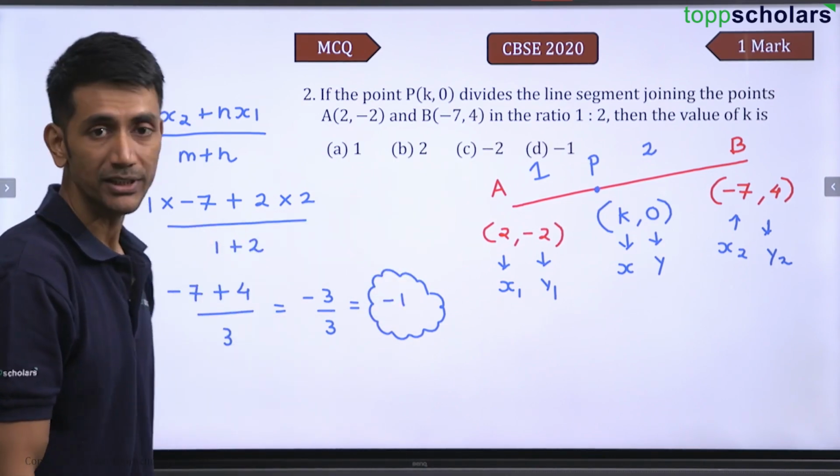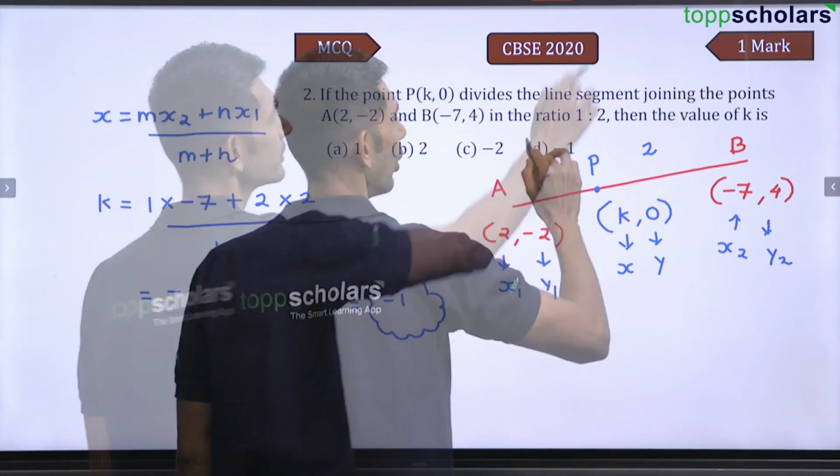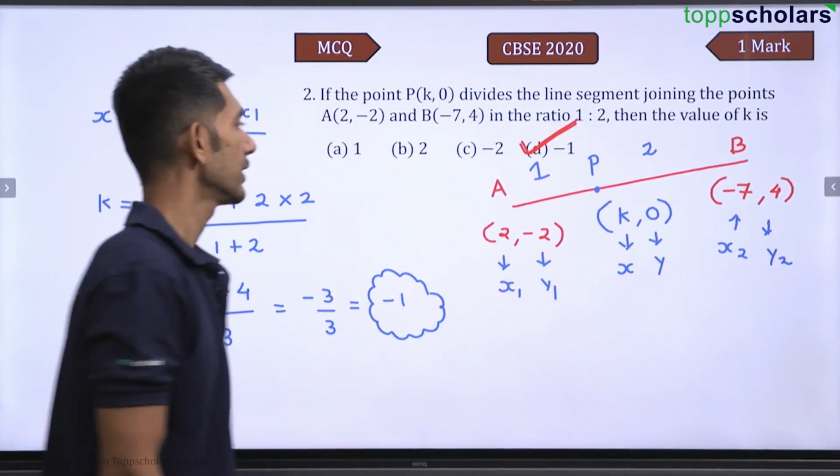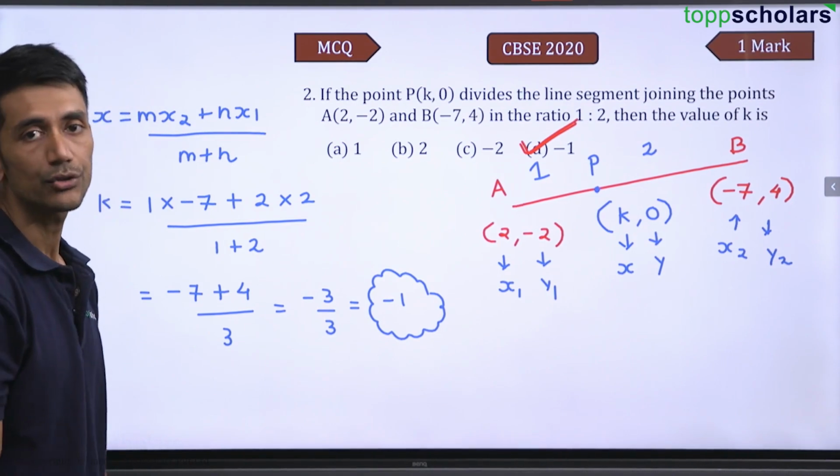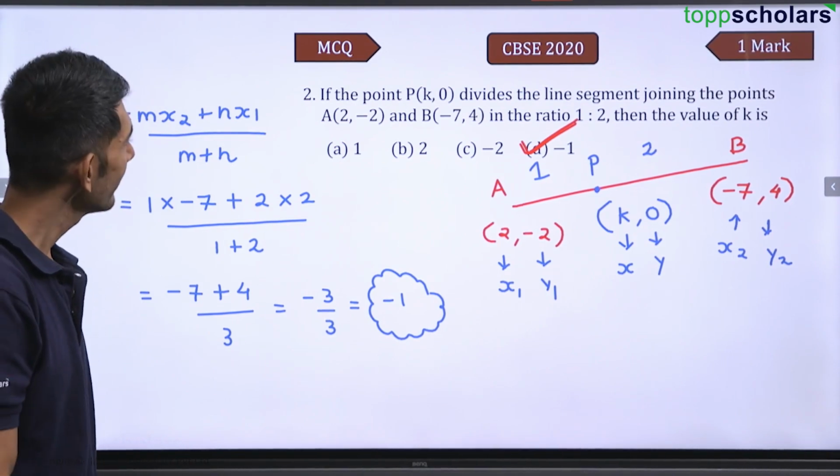Yes, you can see option D. I hope you are able to see the options. Option D is the correct option, which is -1. I hope you have understood this problem. Easy question, right? Let's continue.